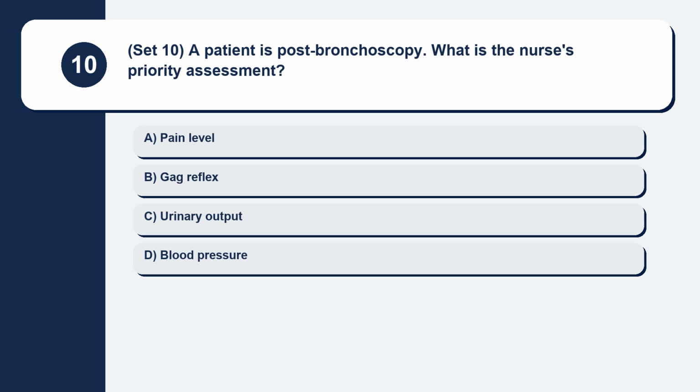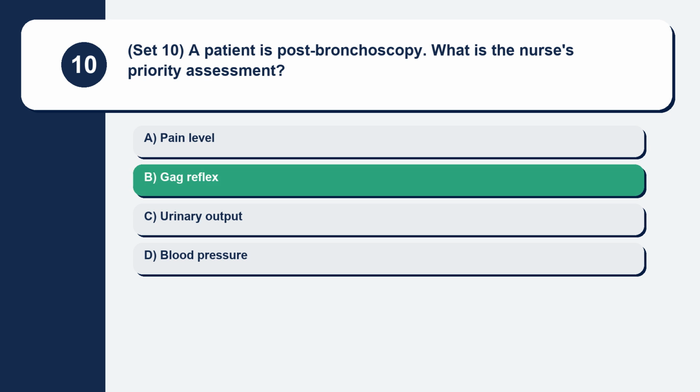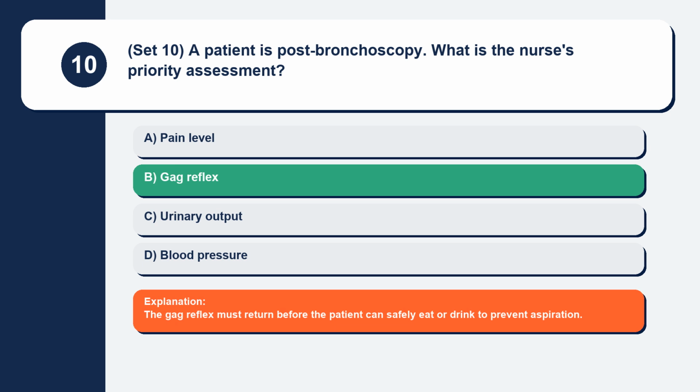Question 10. Set 10. A patient is post-bronchoscopy. What is the nurse's priority assessment? Pain level, gag reflex, urinary output, blood pressure. The gag reflex must return before the patient can safely eat or drink to prevent aspiration.